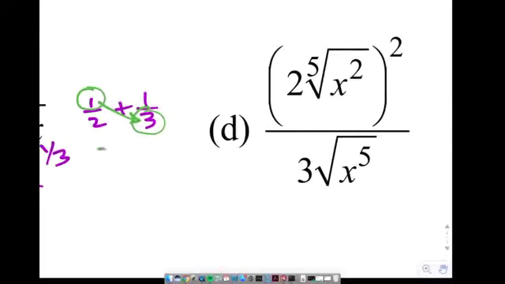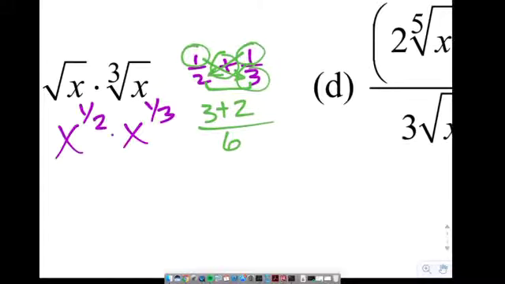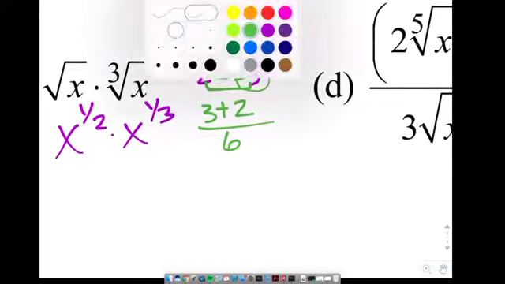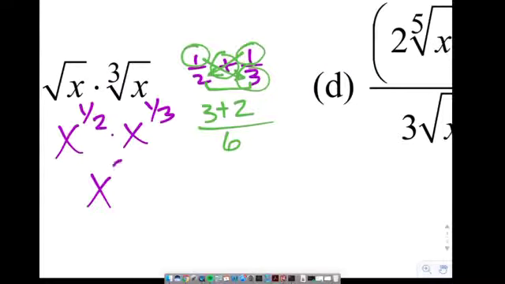What's 1 times 3? 3. Then you take the sign, in this case plus, and then you take the other diagonal. What's 1 times 2? 2. And then it's all over the product of those two. 2 times 3 is 6. So you get 5/6. Again, it won't always give you the LCM in the denominator, but it will give you a common denominator. So that's 5/6. So our final answer then is x to the 5/6.